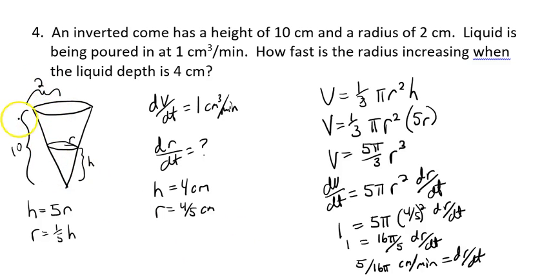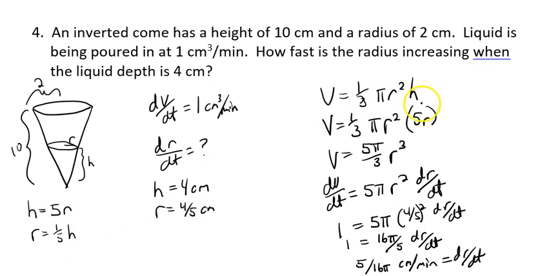With the cone, they told us it had a height of 10 and a radius of 2. And so that relationship would mean that the height was 5 times the radius, or the radius was 1/5 of the height. So I don't know which one of those I'm going to use till I get over here. My given information is that liquid's being poured in at 1 centimeter cubed per second, which is a change in volume over time. So that's dV/dt. How fast the radius increases is dr/dt, and that's what we're trying to find. And if we know that the height is 4, the radius would be 4/5 just by knowing that relationship.